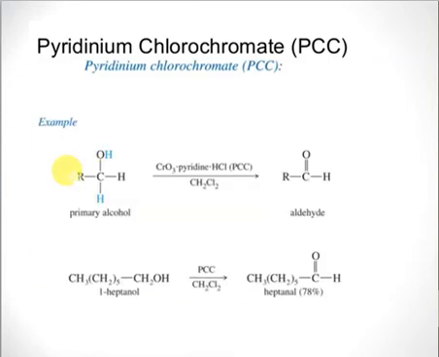We are discussing some examples in which we use PCC for oxidation. For example, we have a primary alcohol here, and we are using PCC, and again the solvent should be dichloromethane, so we get an aldehyde. Similarly, if you have a heptanol, then on reaction with PCC in dichloromethane, that will yield the heptanal, which is the desired product, right?